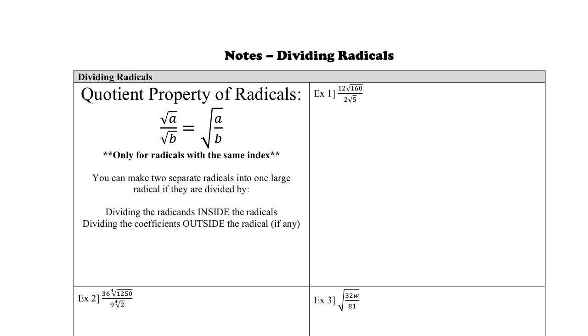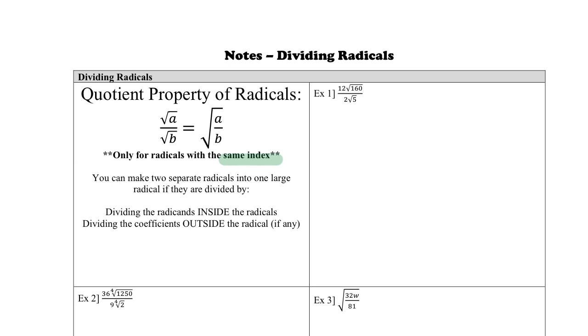Dividing radicals. So we have a property for the division of radicals. It says if you have two radicals that are divided separately, you can divide them underneath one radical. Now, this only works for radicals with the same index. So if there's a cube root on top and a square root in the bottom, you cannot use this property.